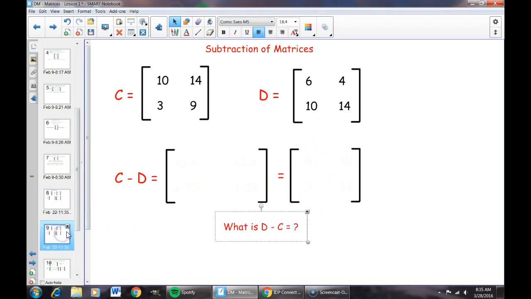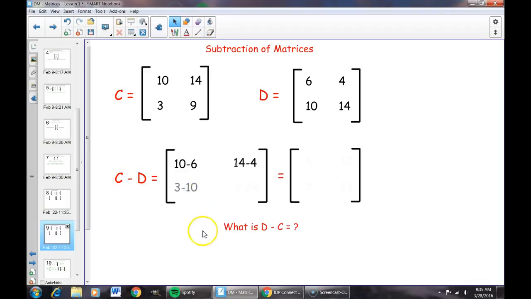Okay, so subtraction works in the same way. Subtraction says take the corresponding elements of both matrices, in this case matrix C and matrix D, and subtract them. So 10 subtract 6, 14 subtract 4, 3 subtract 10, 9 subtract 14. My result will be 4, 10, negative 7, and positive 14.